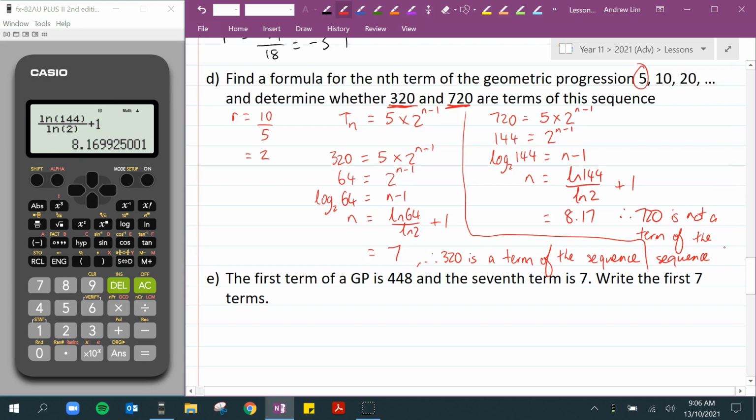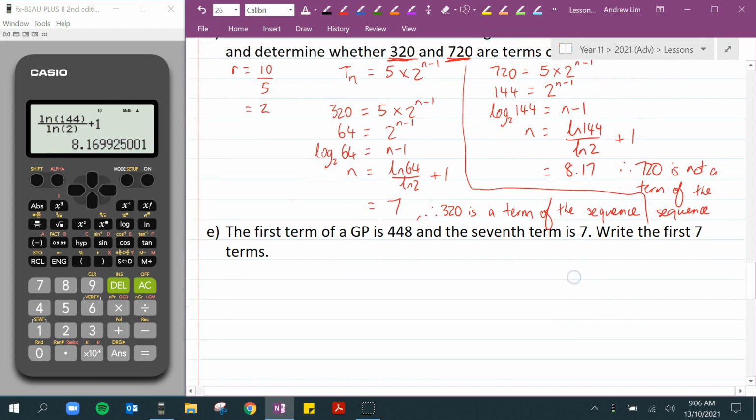Okay, so from here we can see 320 is a term. Which term is it? It's actually the 7th term of the sequence. So we go 5, 10, 20, and we keep going. The 7th term will be 320. But if we were to keep going, we would skip over 720. 720 is not a term of the sequence.